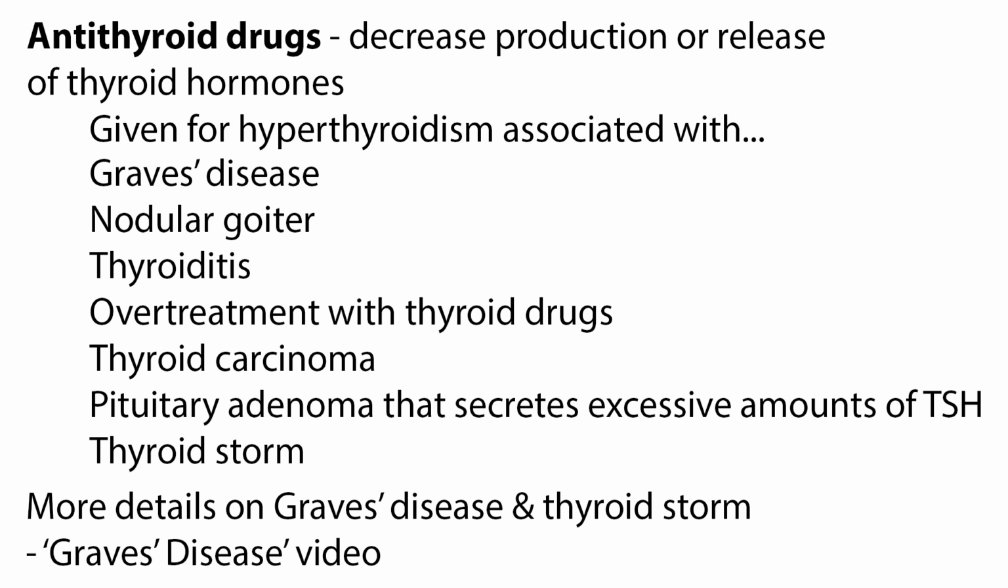Antithyroid drugs act by decreasing production or release of thyroid hormones. They are given for hyperthyroidism associated with Graves' disease, nodular goiter, thyroiditis, overtreatment with thyroid drugs, thyroid carcinoma, pituitary adenoma that secretes excessive amounts of TSH, and thyroid storm. For more details on Graves' disease and thyroid storm, check out our Graves' disease video.